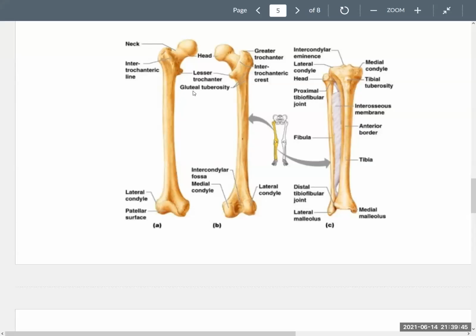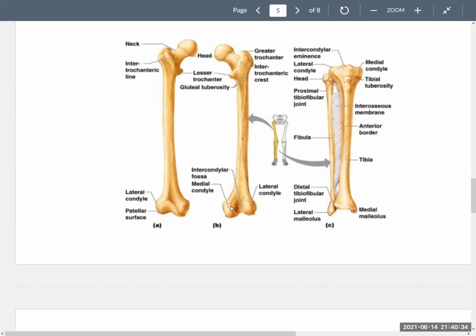Okay, looking at this diagram, it's sort of a repeat, which sometimes is good. It's trying to show how the femur sits on top of the tibia and the fibula. Here's the head, here's the neck, greater trochanter, lesser trochanter. It's not on your sheet, so we're not doing gluteal tuberosity. Down at the bottom end, one end is a condyle, the other end is a condyle. The lateral condyle is away from the hip joint. And here's the patellar surface.